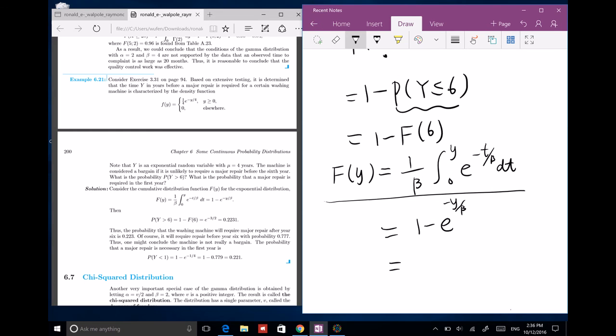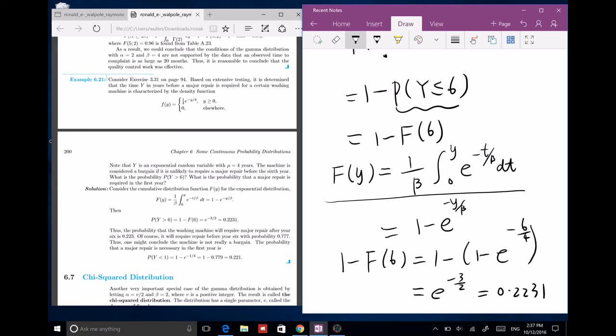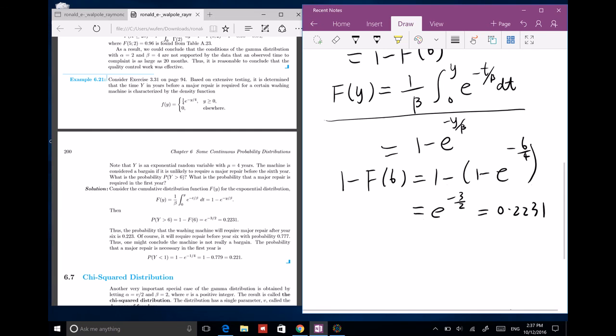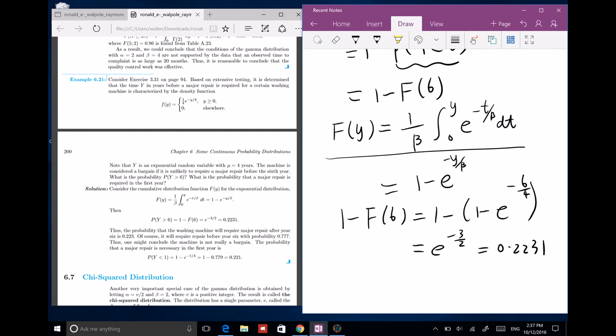And then it is 1 minus F(6). 1 minus F(6) equals 1 minus (1 minus e to the negative 6 over 4). So the whole answer is e to the negative 3 halves, which is 0.2231. This is an application of an exponential distribution.